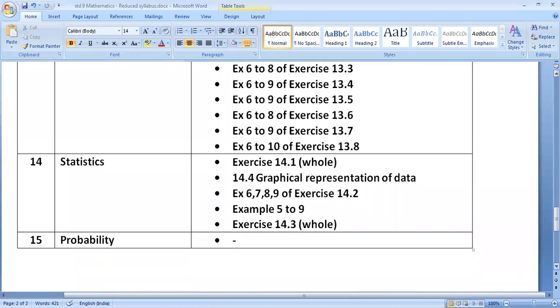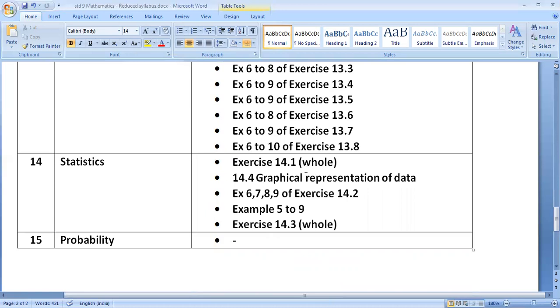Page 238, 14.1 introduction part is included. 14.2, page 239, collection of data is included. But on the same page, exercise 14.1, the whole exercise, is excluded. It is mentioned here. Then page 240, 14.3 presentation of data. Example 1 and example 2 are included. On 241, example 3 is also included. On 242, example 4 is also included.